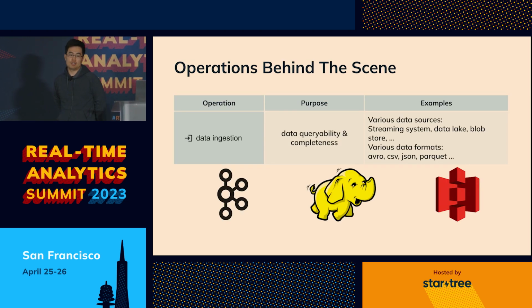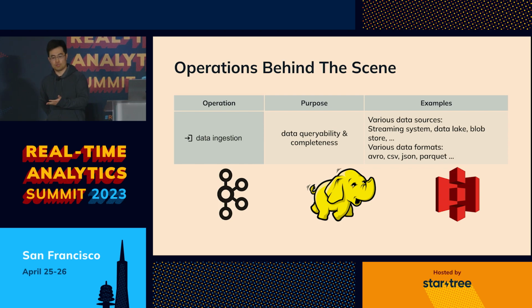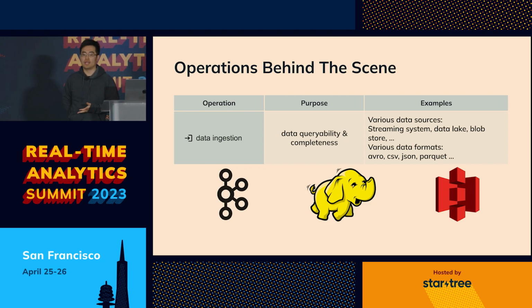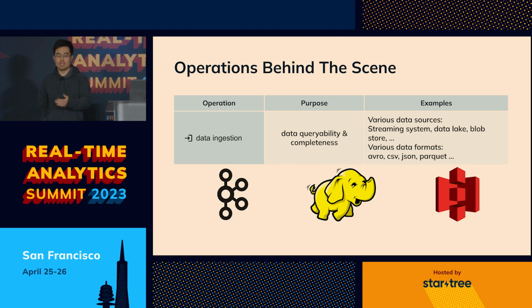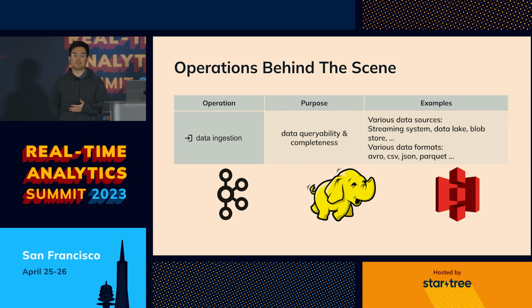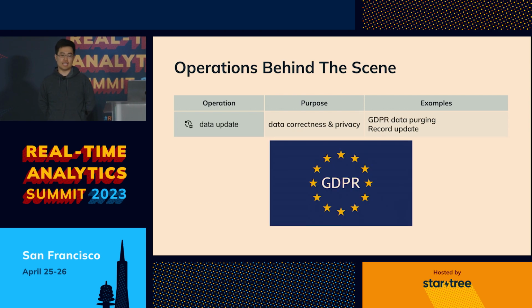The first type of operation is data ingestion. Data ingestion is essential to get data into the system from various data sources. For example, the data source can be a streaming system, a data lake, or a blob store. The data can also be of very different formats, including, for example, Arrow, CSV, JSON, Parquet, and a list of others. We use data ingestion to make the data queryable in Pinot, and also we guarantee data completeness.